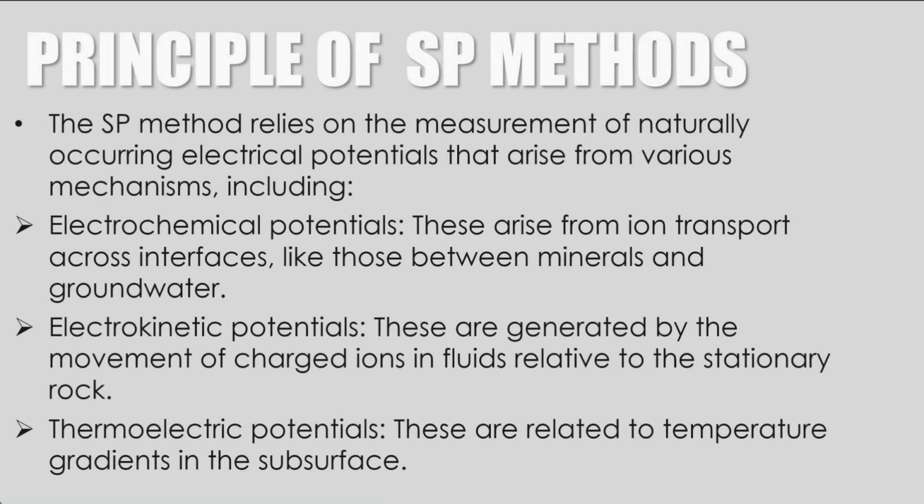The SP method relies on the measurements of naturally occurring electrical potentials that arise from various mechanisms, including the three following: electrochemical potentials, electrokinetic potentials, and thermoelectric potentials. So when we say electrochemical potentials, these arise from ion transport across interfaces like those between minerals and groundwater. For electrokinetic potentials, these are generated by the movement of charged ions in fluids relative to the stationary rock. And lastly, thermoelectric potentials are related to temperature gradients in the subsurface.